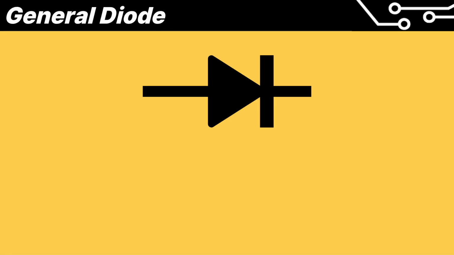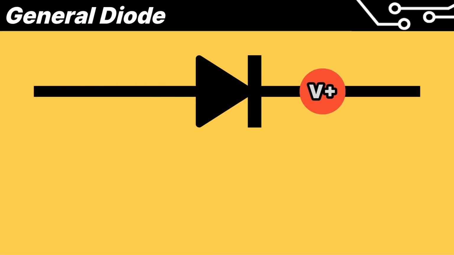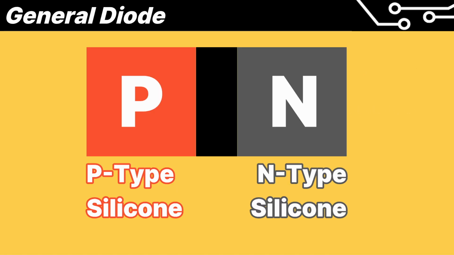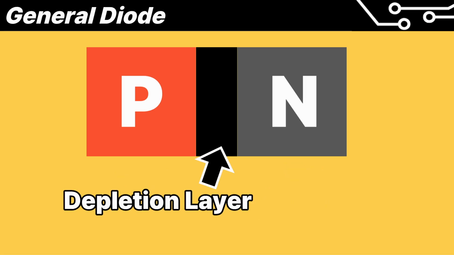First is the general diode. The symbol looks like this. Diodes have a characteristic of allowing current to flow in only one direction. This is related to the structure of the diode. The diode consists of a junction between a p-type silicon and n-type silicon. If you look closely, the depletion layer exists between the p-type and n-type silicons.